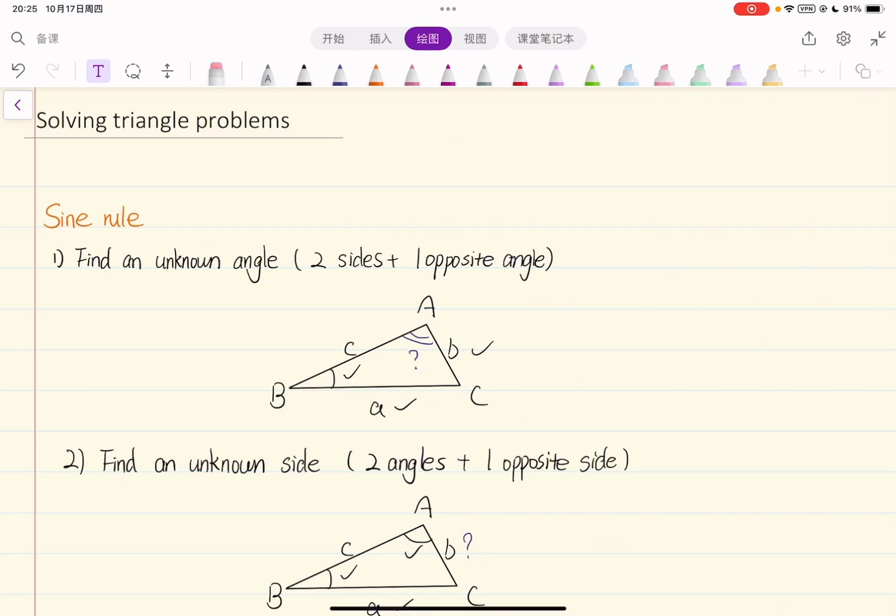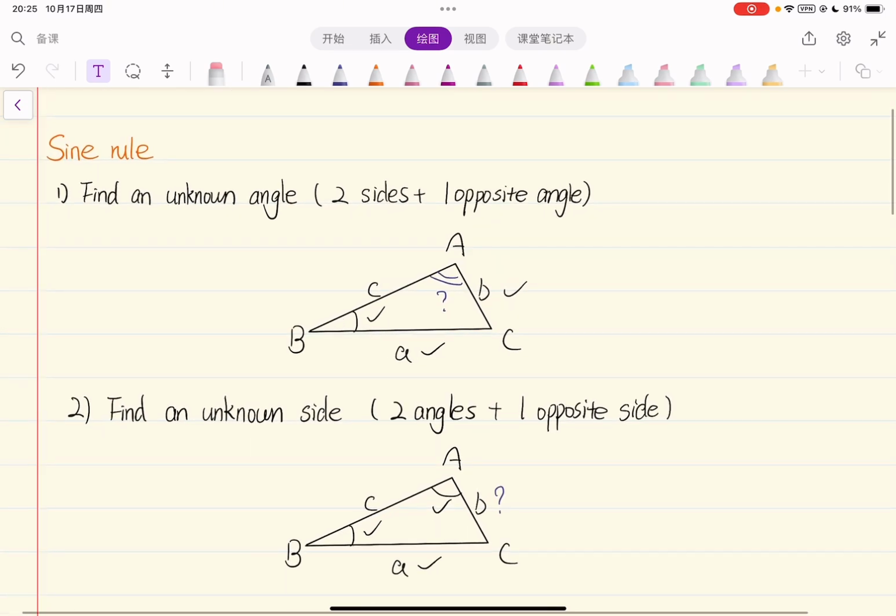So let's quickly recap. For the sine rule, you can find an angle if you know two sides and one opposite angle. So in the diagram, we can see we know the sides AC and BC, and also the angle ABC. So you can find the angle A by using the sine rule.